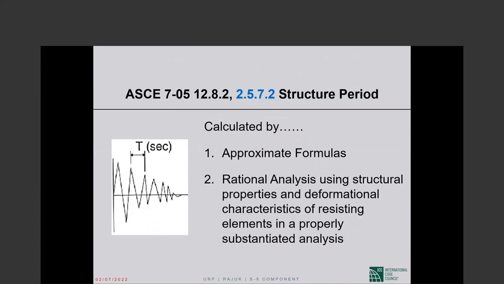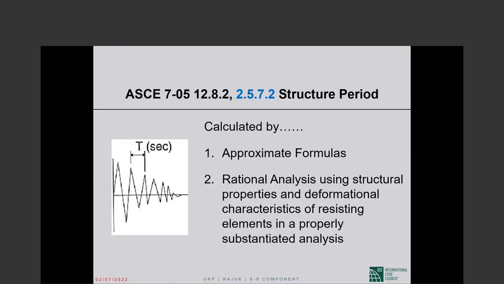So in the base shear formulas, V equal to S sub A times W, or V equal to C sub S W in AC7. The S sub A or C sub S varies with 1 over T. Unless you are at the flat top, the spectral acceleration varies with 1 over T or 1 over T squared, as the case may be.